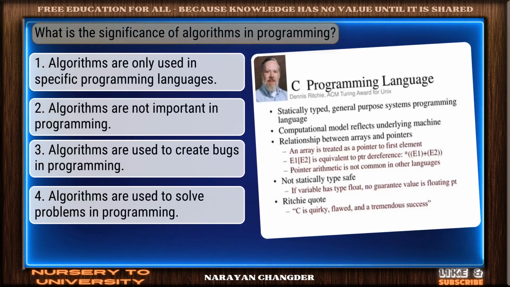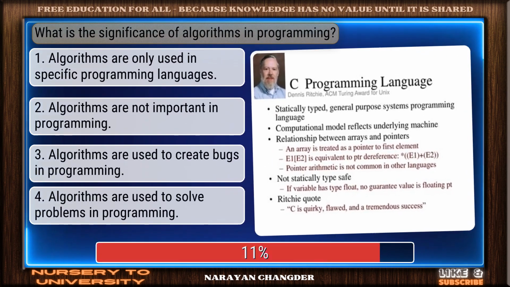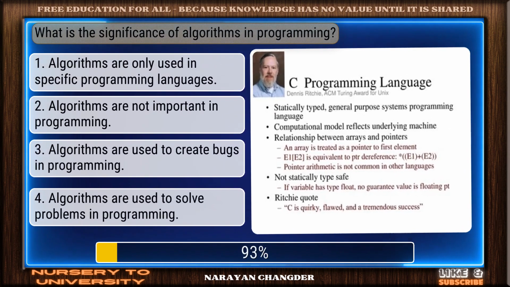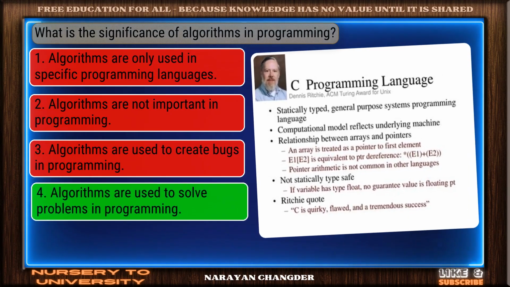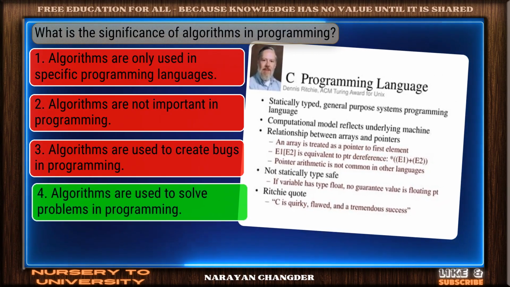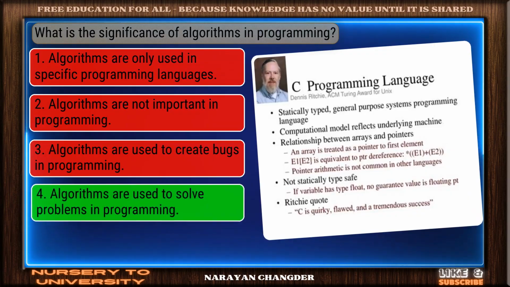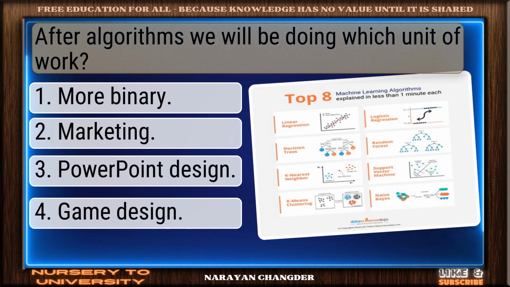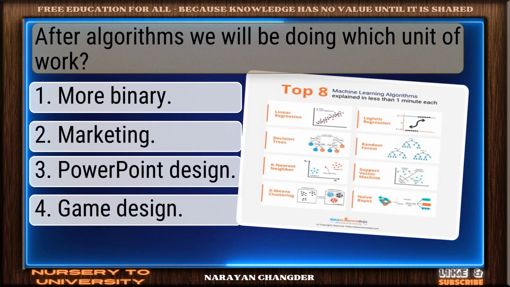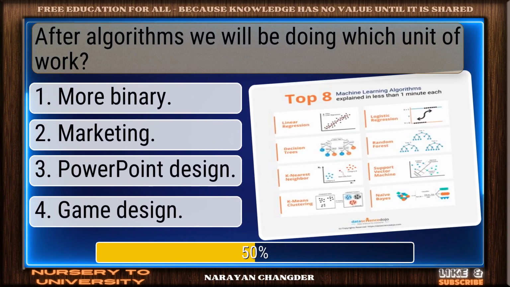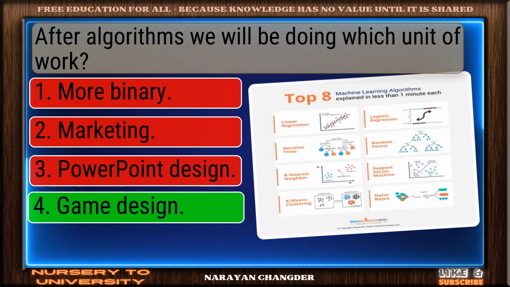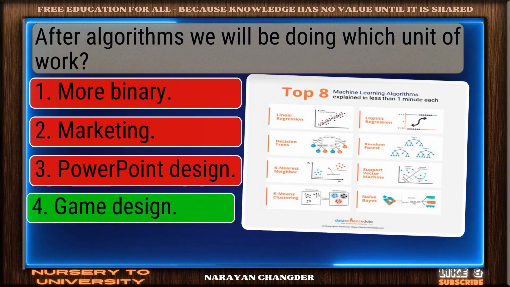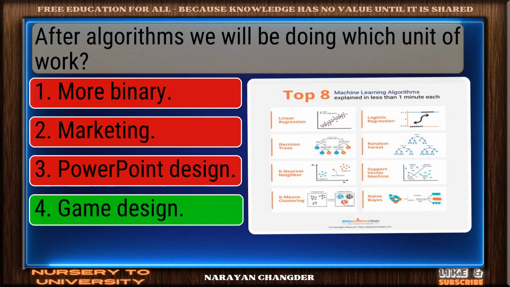What is the significance of algorithms in programming? Smart pick. Algorithms are used to solve problems in programming is the correct choice. After algorithms, we will be doing which unit of work? Good job. Your answer, game design, works well here.